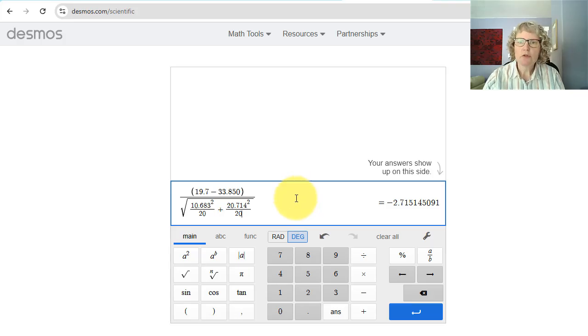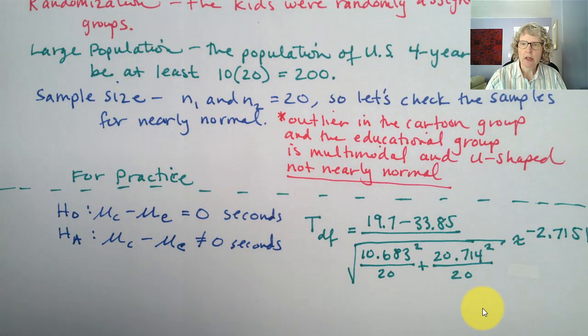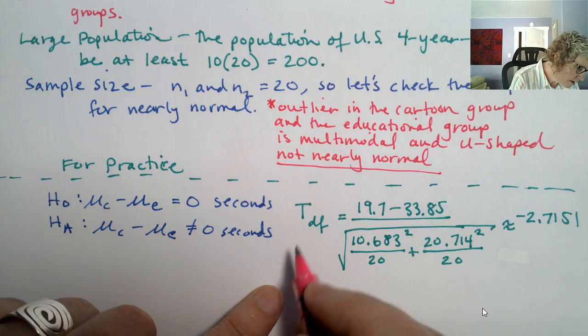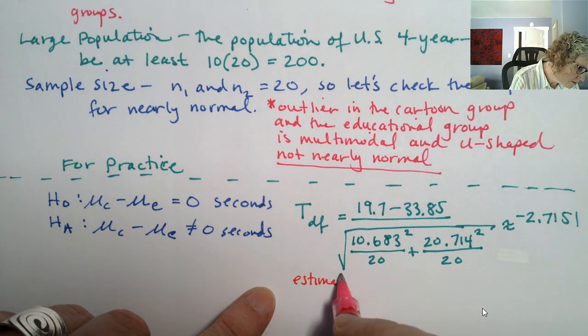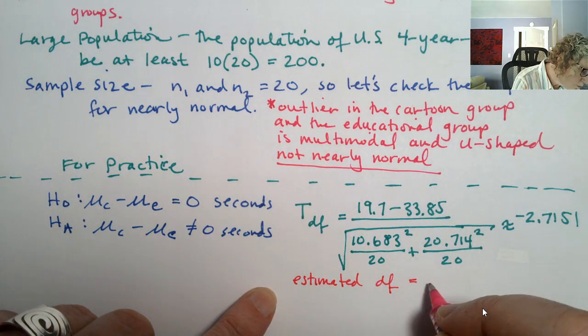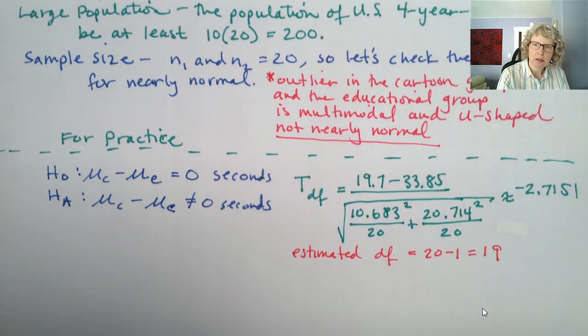Okay, so I'm getting negative 2.7151. Okay, put that in the notes here. Negative 2.7151, okay? So definitely getting up to 3 standard errors away. So let's find our p-value though. And if we're going to use the estimated degrees of freedom, that would be 20 minus 1, or 19, since they're both the same. The smaller minus 1.